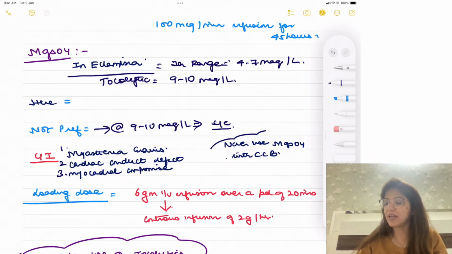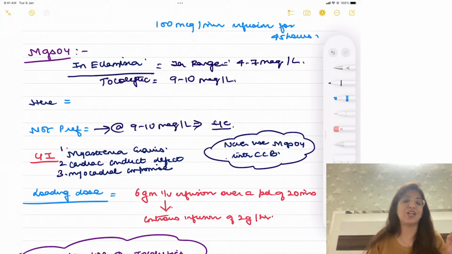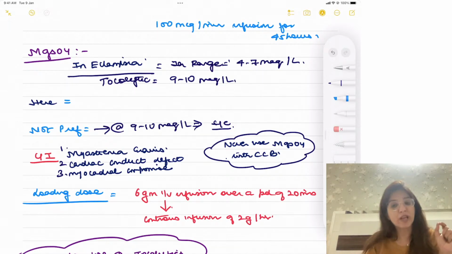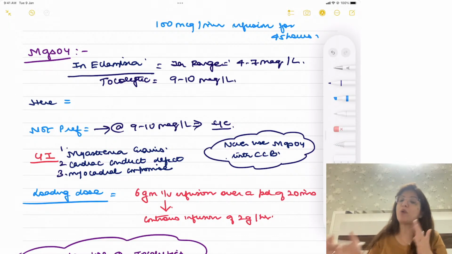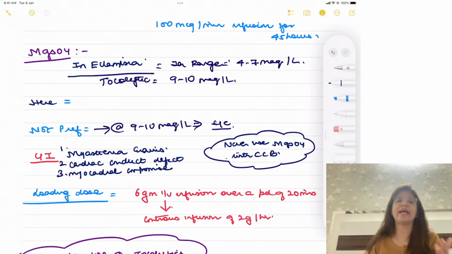Please remember, you should never use magnesium sulfate with calcium channel blockers, because magnesium sulfate also blocks calcium channels. So if you are using calcium channel blocker and magnesium sulfate together, it can lead to respiratory depression.